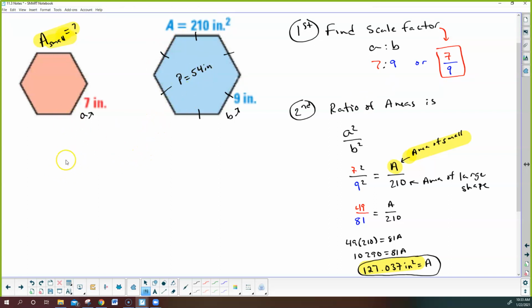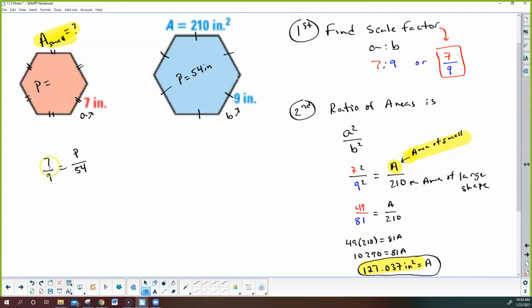Okay. Now, what if I wanted to find the perimeter of this one? I know that these would all be 7, right? So 7 times 6 is 42. So I know the answer is 42, but watch how this would come about. How would I do it? I would take the scale factor, 7 to 9, is equal to the perimeter of the small one over the perimeter of the large one.